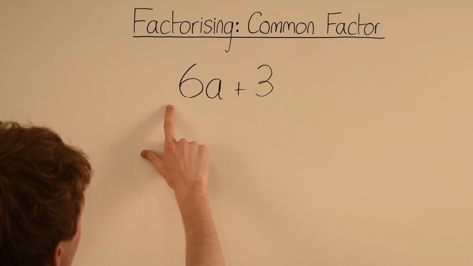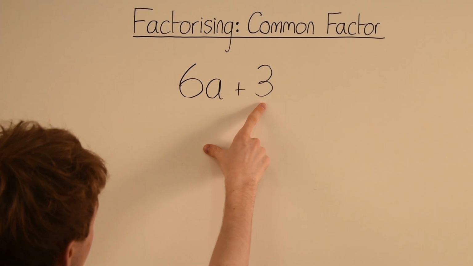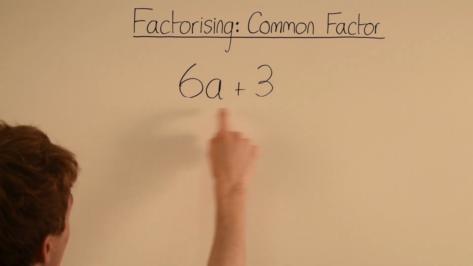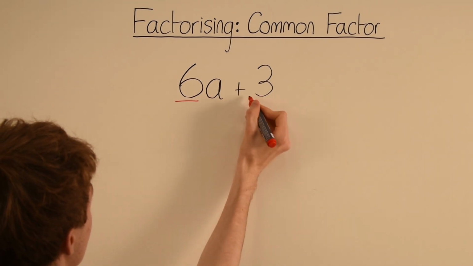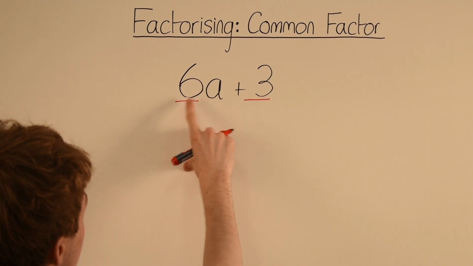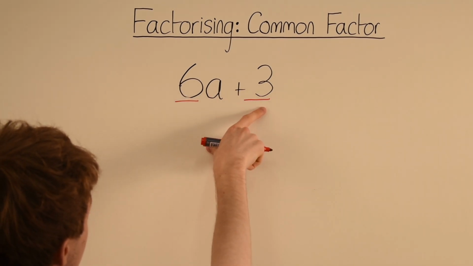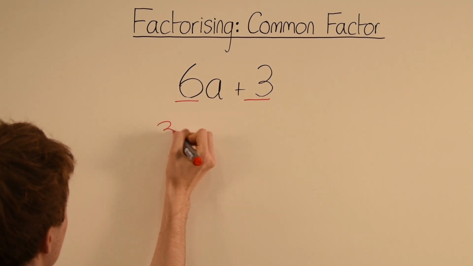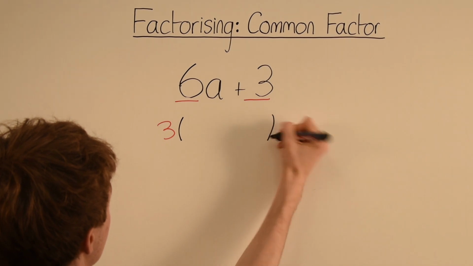And the way we do that is we want to find the highest common factor of 6a and 3, and this will go outside our brackets. So let's start with the numbers to start with. We've got a 6 here and a 3 here. And what is the highest common factor of 6 and 3? Well, the highest number that divides both 6 and 3 is just 3. So this goes here, and it goes outside our brackets.